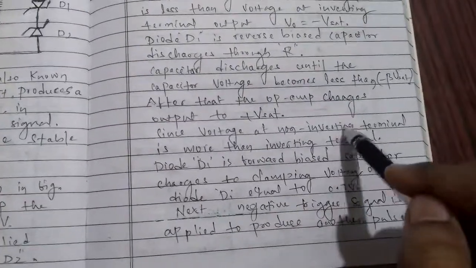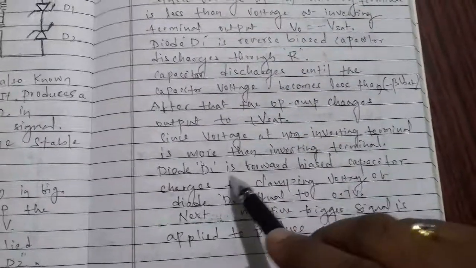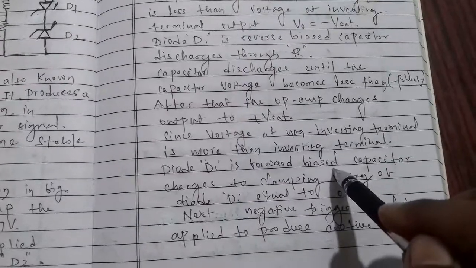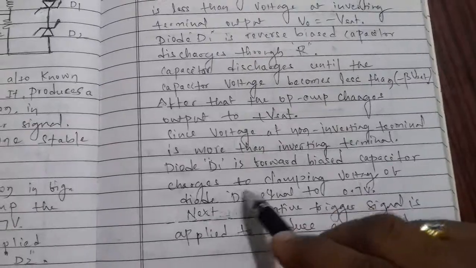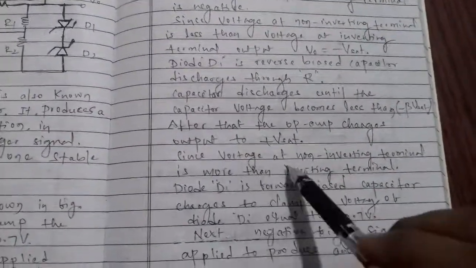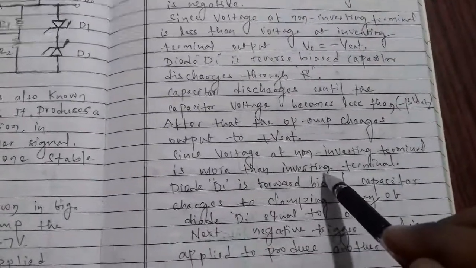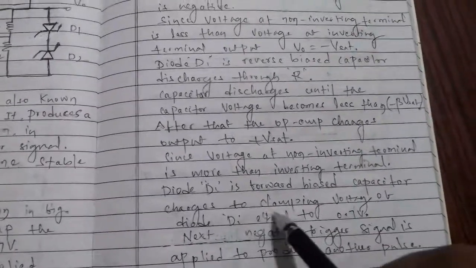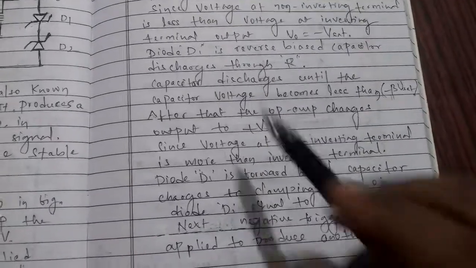Since voltage at the non-inverting terminal is more than the voltage at the inverting terminal, diode D1 is forward biased. Capacitor charges to the clamping voltage of diode D1, equal to 0.7 volts.